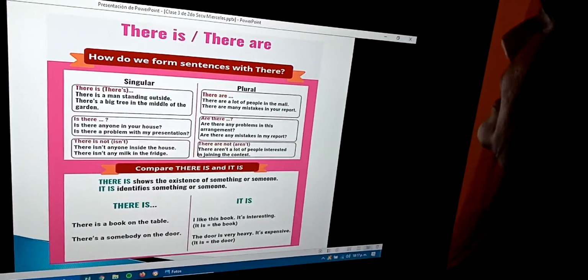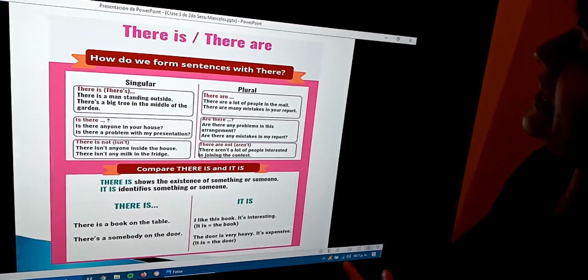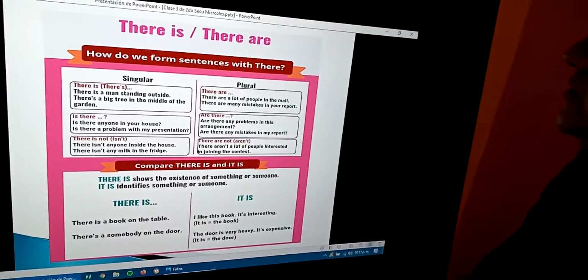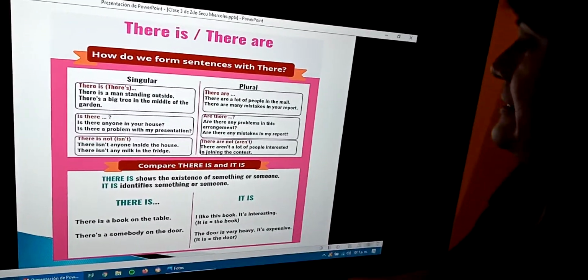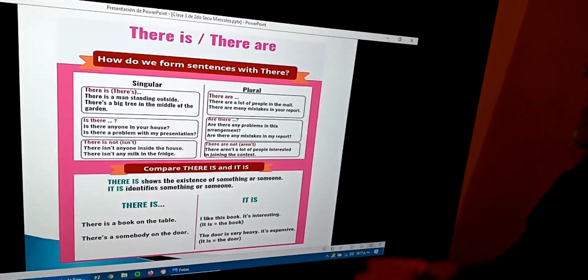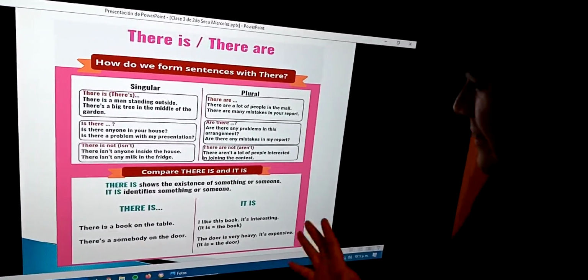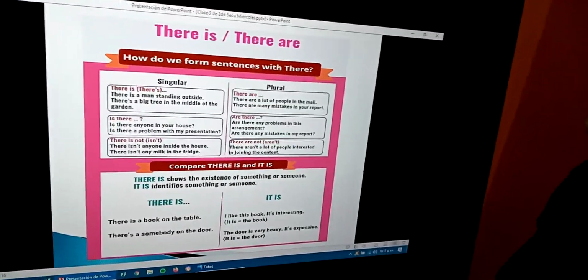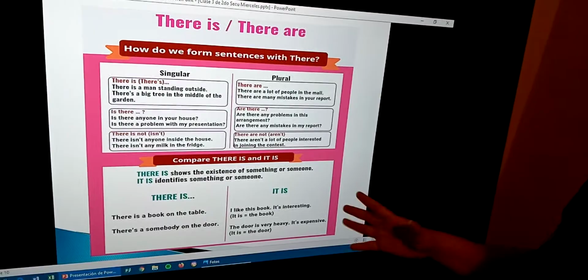The next is the negative plural. Negative plural is "there are not," and the contraction is "aren't." There aren't a lot of people interested.